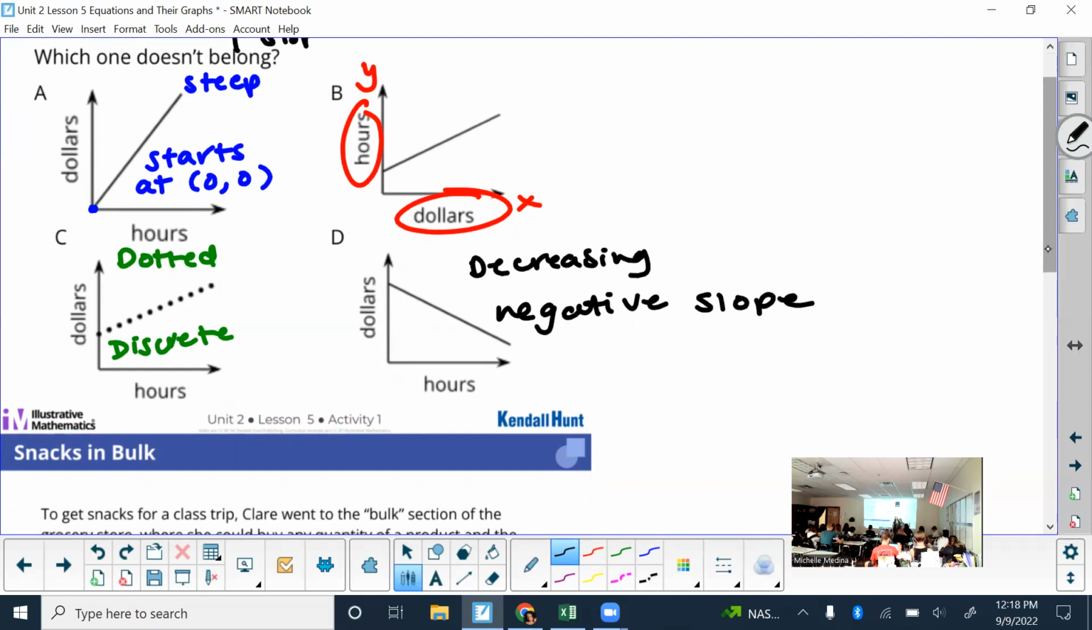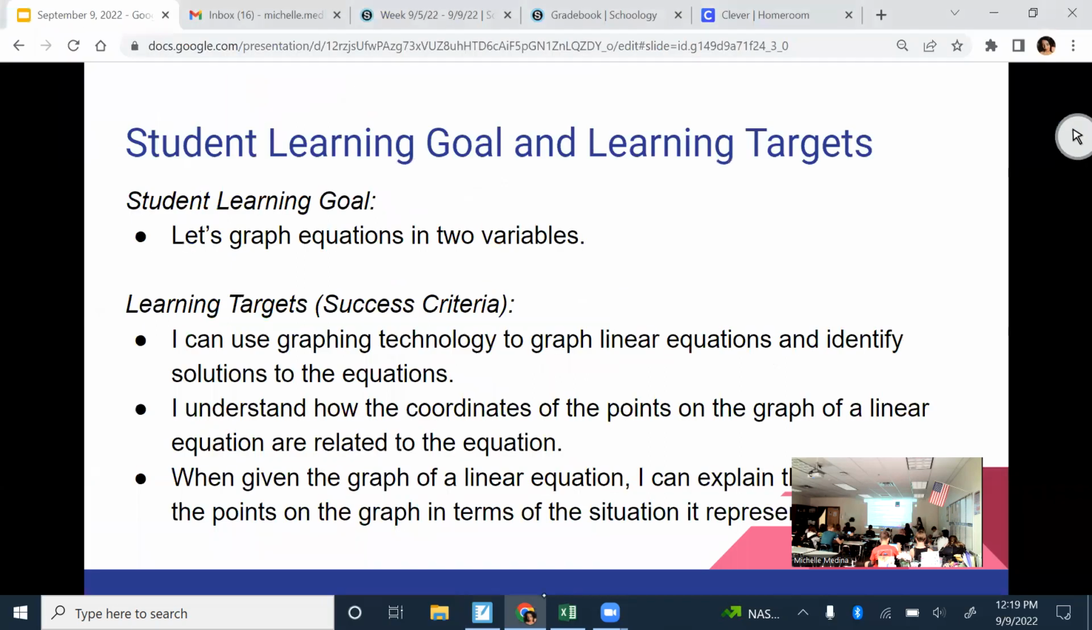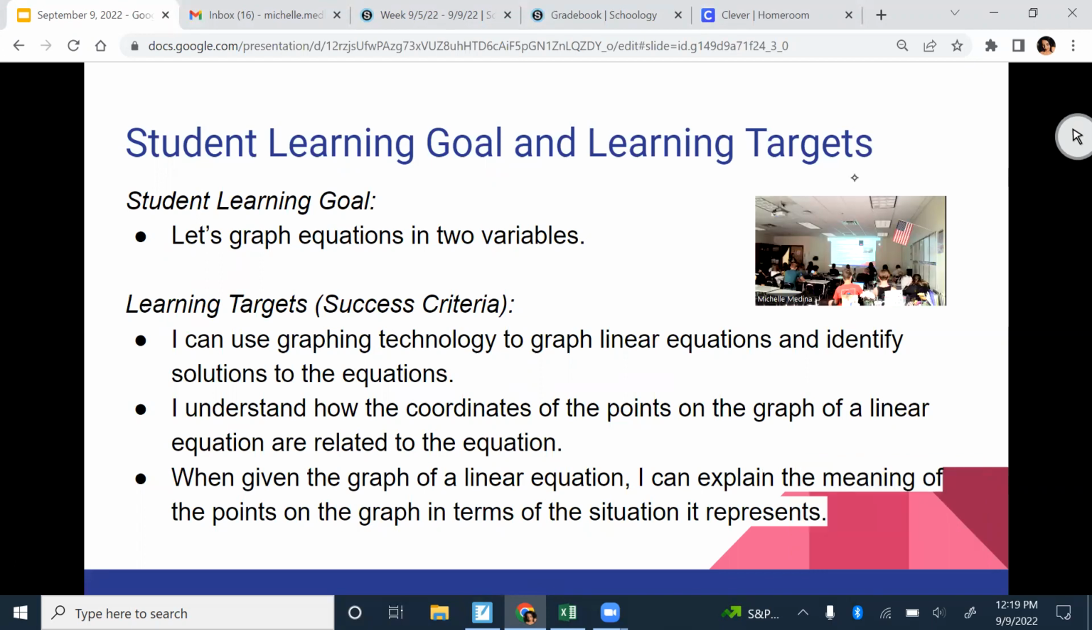But good. Now that we've covered that, let's go through the goals for today, which is to graph equations in two variables. So I can use graphing technology to graph linear equations and identify solutions. That's a big thing we're covering today. Also understanding how the coordinates of the points on the graph are related to the equation. And when given the graph of a linear equation, I can explain the meaning of the points on the graph in terms of the situation it represents. So like the real world application.